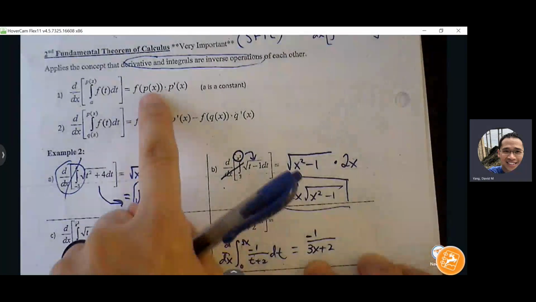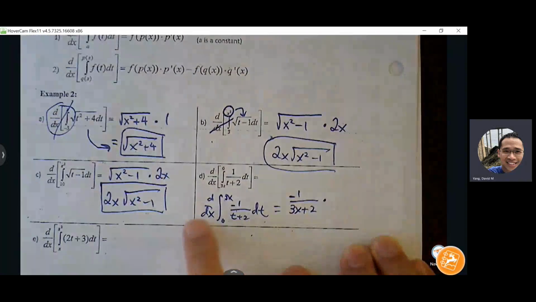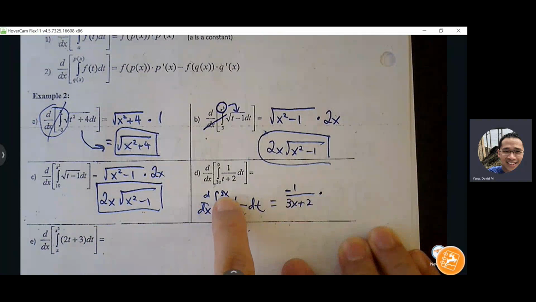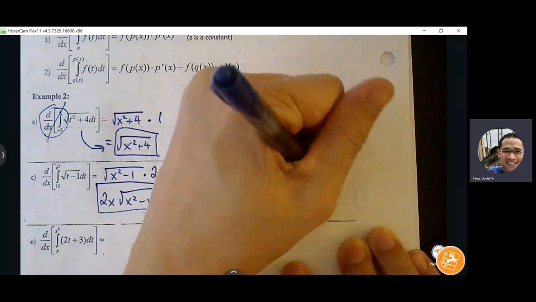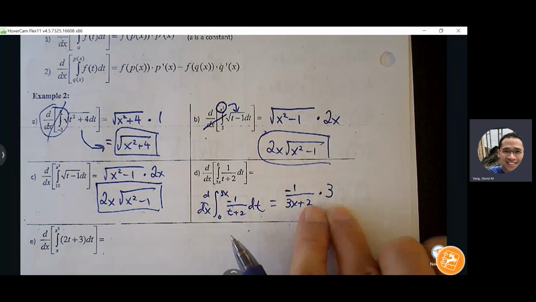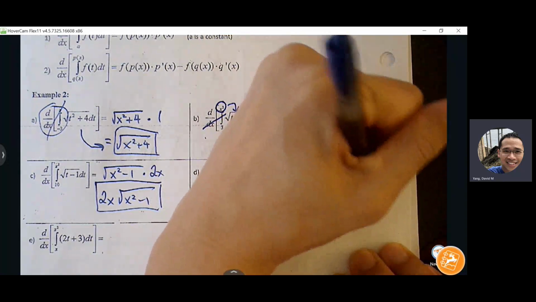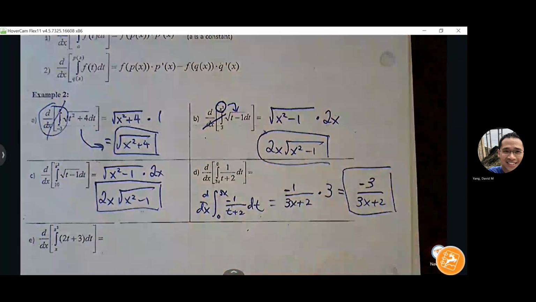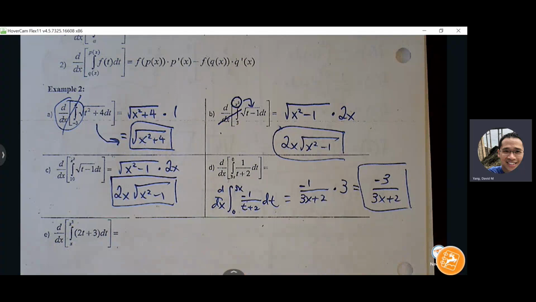So that takes care of f of p of x, and this derivative does have an impact on that 3x. That 3x becomes what? 3, good, 3. So f of p of x times p prime of x. So I can leave it like this, or I can write it as a fraction. Okay, question so far?